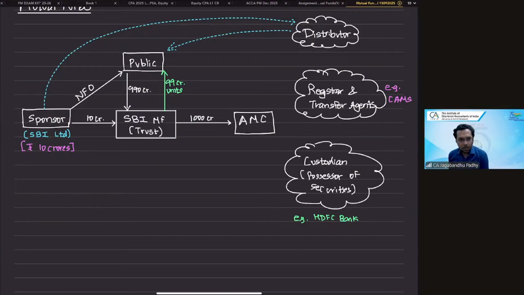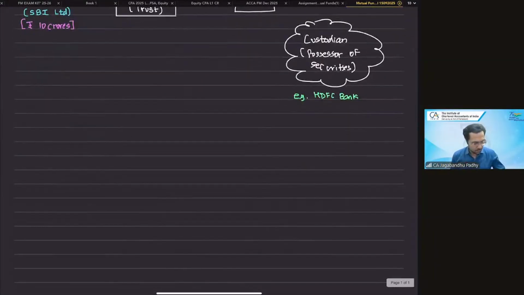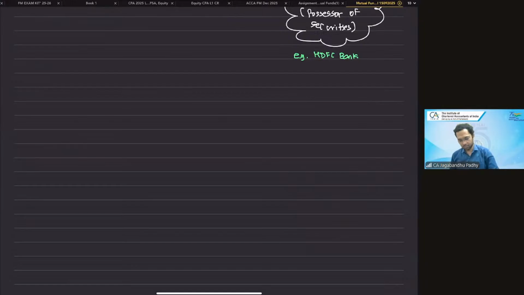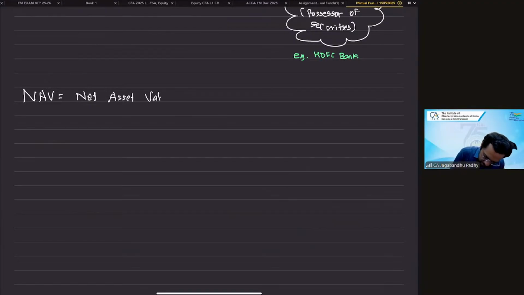Okay. So this is how the mutual fund structure generally works. Now, you might have heard of something called the net asset value of a fund. Have you heard of this? Yes. So let us see how this net asset value is really derived.